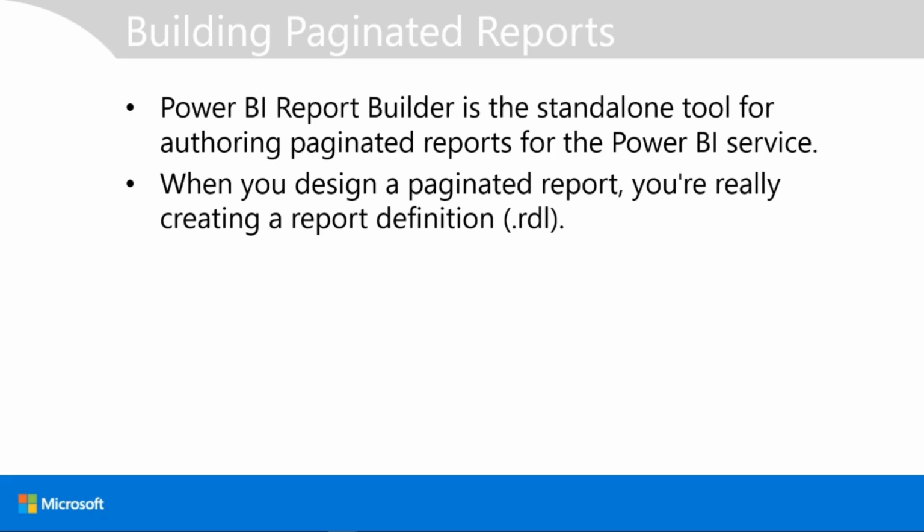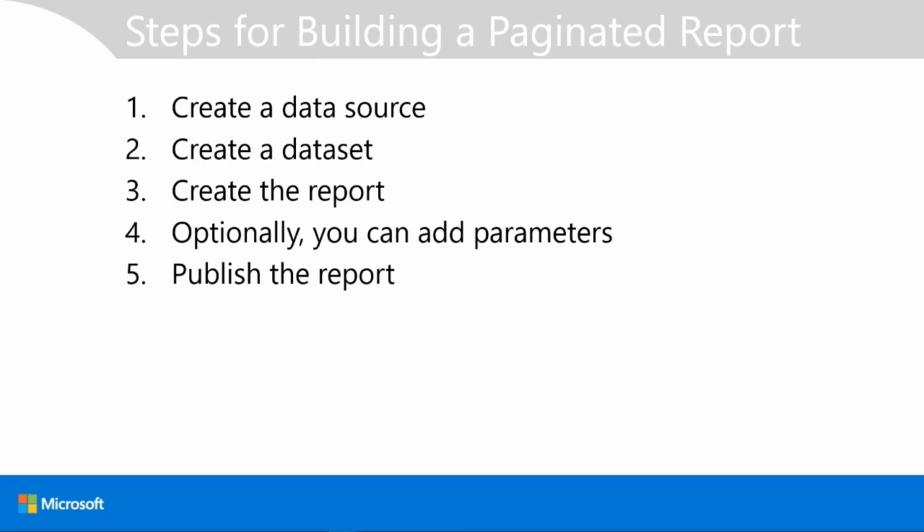To build paginated reports, you need the Power BI Report Builder, which is a standalone tool for authoring paginated reports for the Power BI service. And when you design a paginated report, you're really creating what is called a report definition file, or RDL file. The steps for building a paginated report are to create a data source, create a data set, then build the report. Optionally, you can add parameters to it, and then you can go ahead and publish the report.